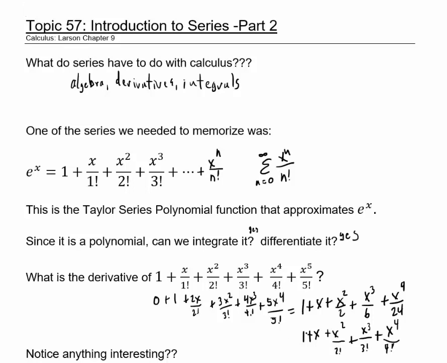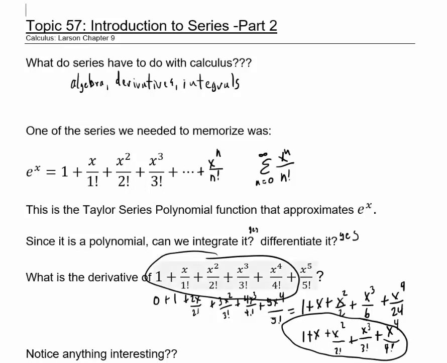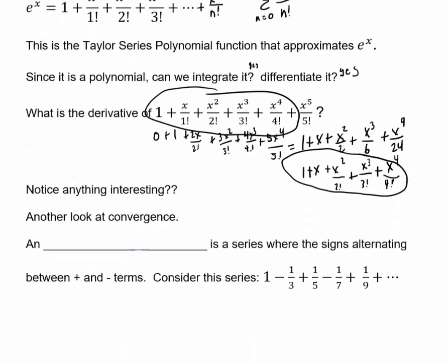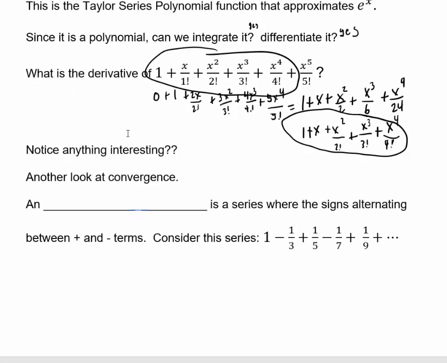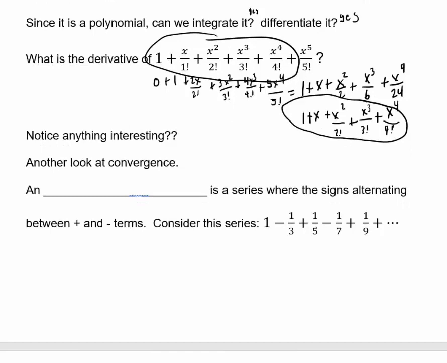So do you notice anything about this function right here and its derivative, which is right here? Well, guess what? They're the same thing, and you already knew that the derivative of e to the x is e to the x, so that just confirms that this looks like it's probably the correct thing to do, and in fact it is. So because they're polynomials, we can take the derivative of them. Notice anything interesting? Yes, they're the same. And again, that's because the derivative of e to the x is e to the x.